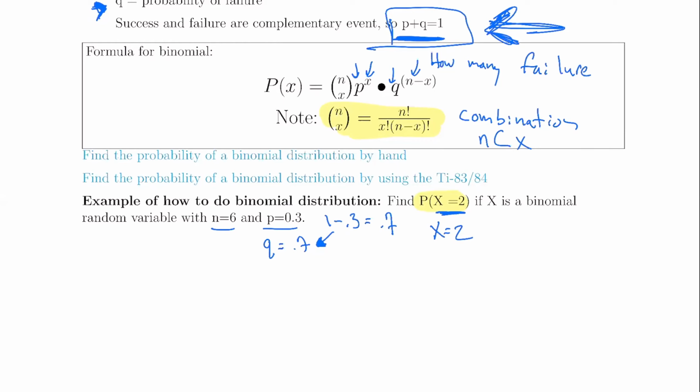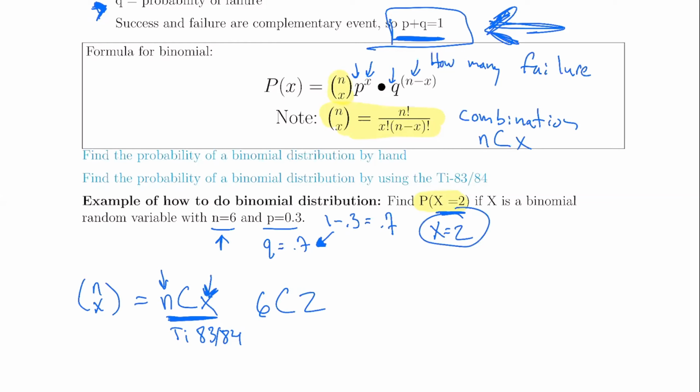The first part we're going to do is this. If you remember, I told you when it has nx, that's equal to nCx. We already know how to do this with our TI-83 or 84. Instead of putting n, we said n is equal to 6, so you go 6 C. Instead of putting x, we're going to put 2. We're going to do that in our calculator right now.